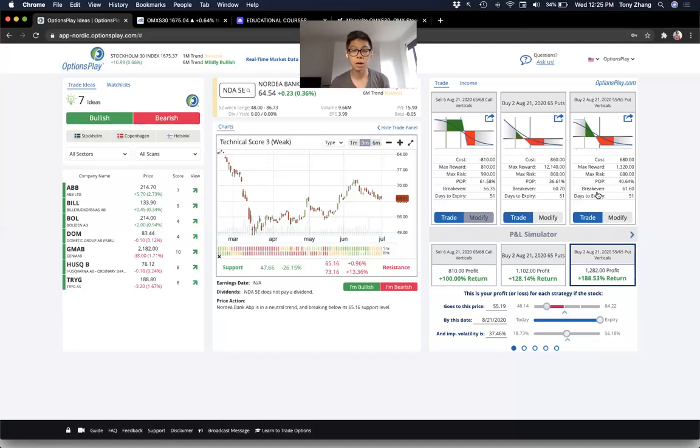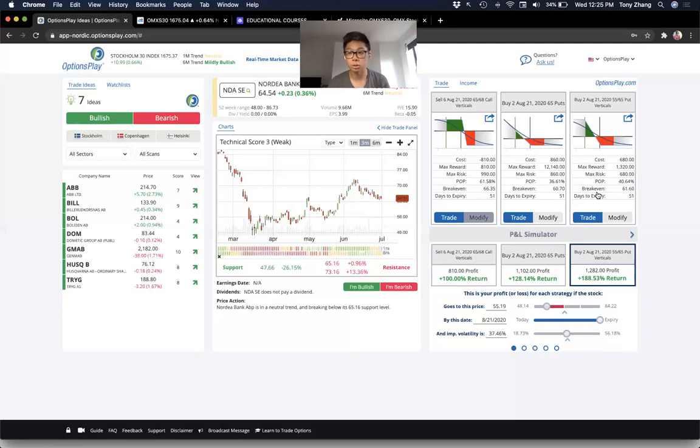The reason that I use options in my portfolio is not necessarily because I think I can make more money trading options, but more importantly because I can control my risk better when I'm trading options. And today, what I'm hoping to show you is the different option strategies that you can utilize depending on your different outlook.